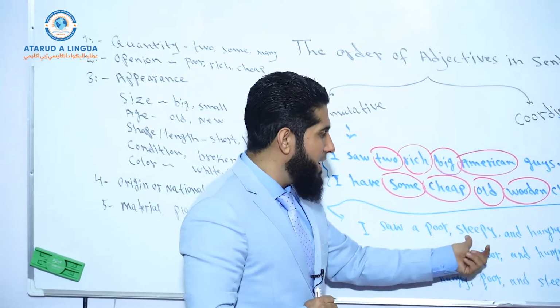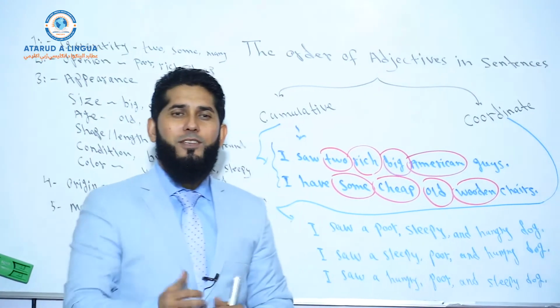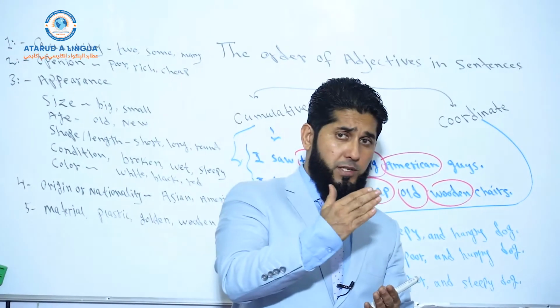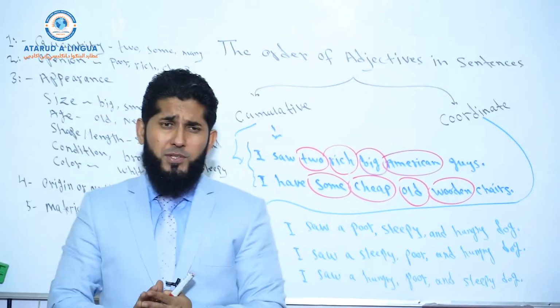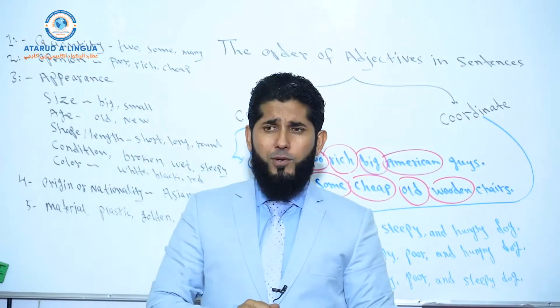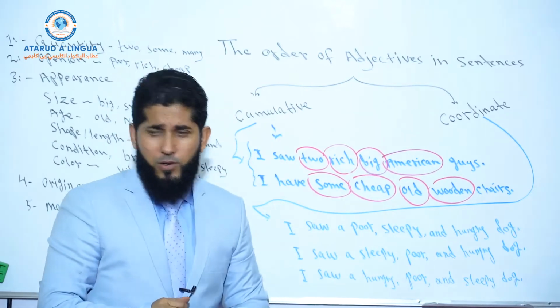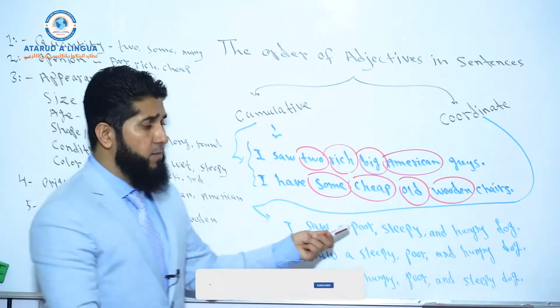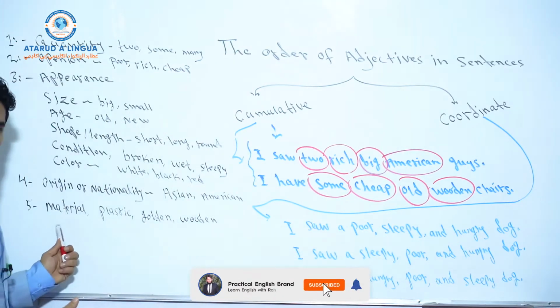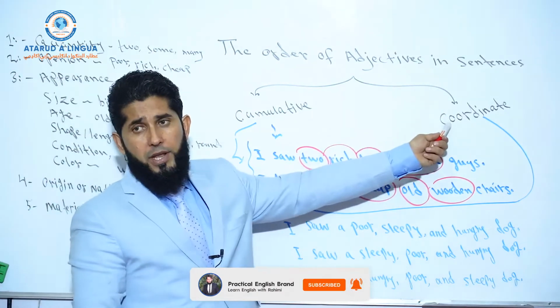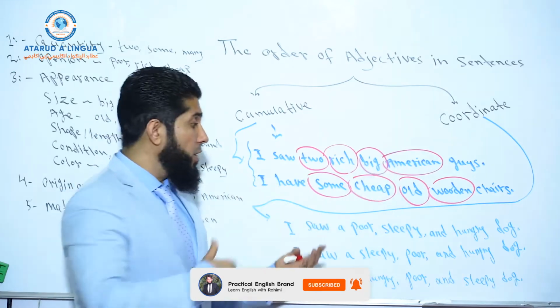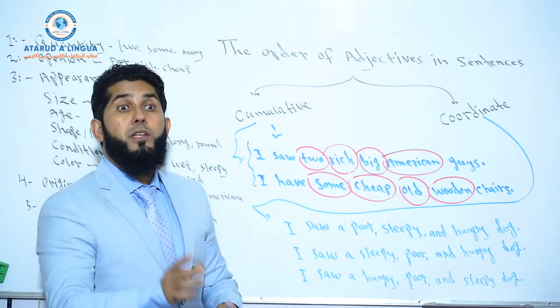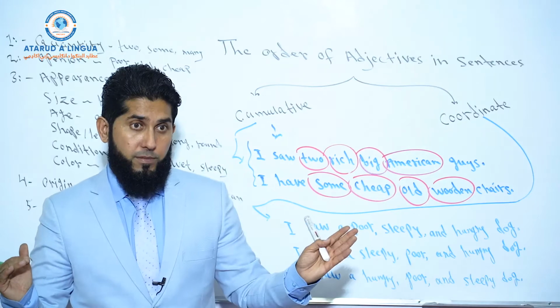Look, poor, sleepy, hungry. All of these 3 adjectives are related to one category. And what is that category? Opinion. Okay? You see that? So now, they are related to one category. They are not brought from different categories. So they are called coordinate adjectives. And when we use them in sentences, we need commas in order to separate them.